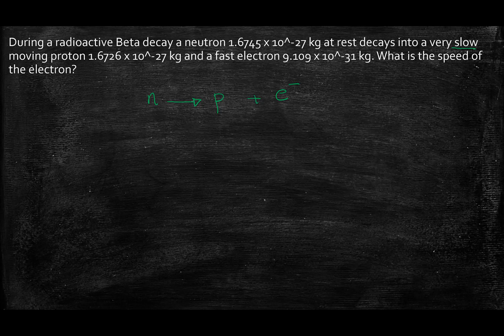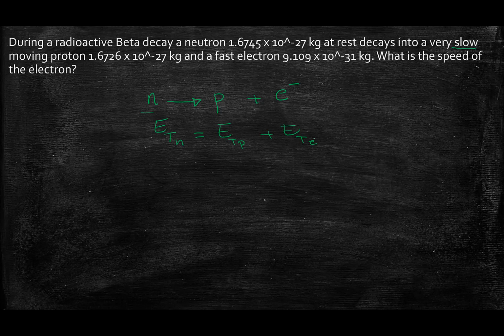So going back to the conservation of energy, we know that the total energy of the neutron, whatever it is, let's just write it like this, is going to have to equal the total energy of the proton plus the total energy of the electron.